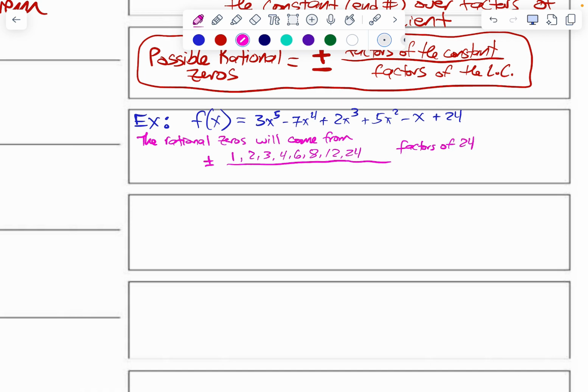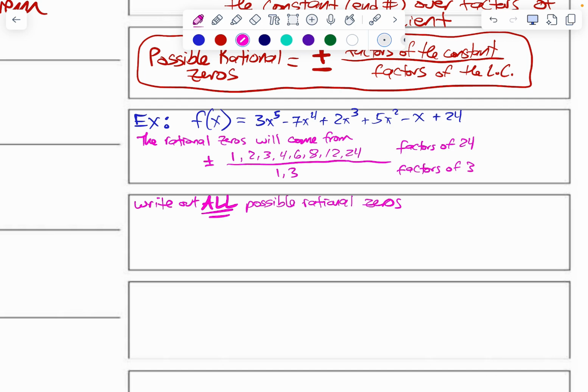Okay, what are factors of 3? 1 and 3. Okay, so this is factors of 3. Okay, we're not done yet. This is just creating a list. Now we need to go write out the list. Write out all possible rational zeros.